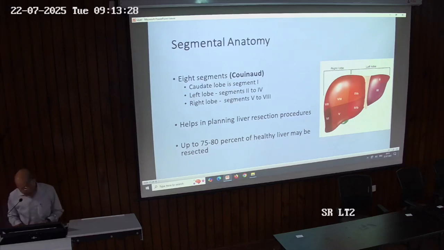In a normal person with a healthy liver, almost 75 to 80% of the liver can be resected. So how many segments would that be? There are 8 segments, so 75 to 80%. One can almost resect up to 6 segments if the liver is otherwise healthy, and still hope that the person will have a normal survival because the liver would regenerate like we saw earlier. So this is the importance of knowing the segmental anatomy.